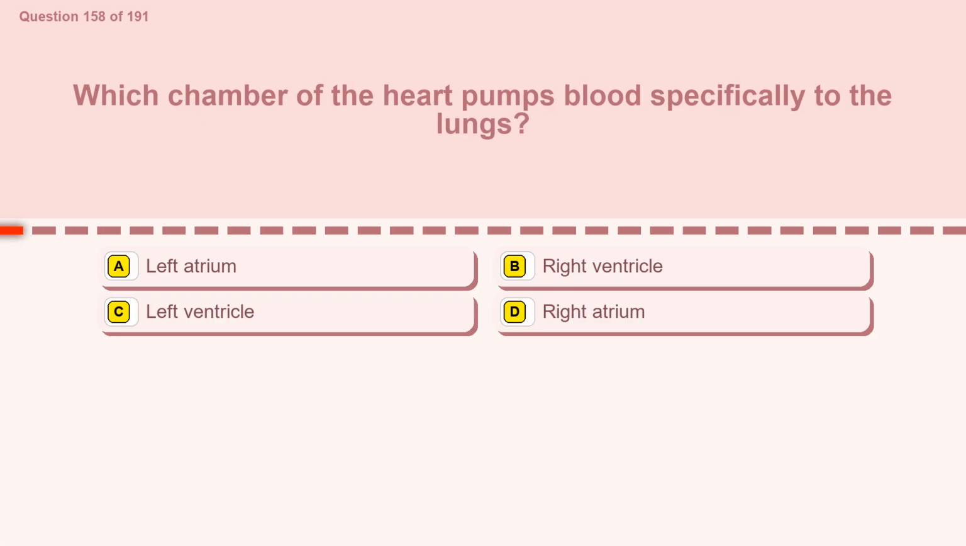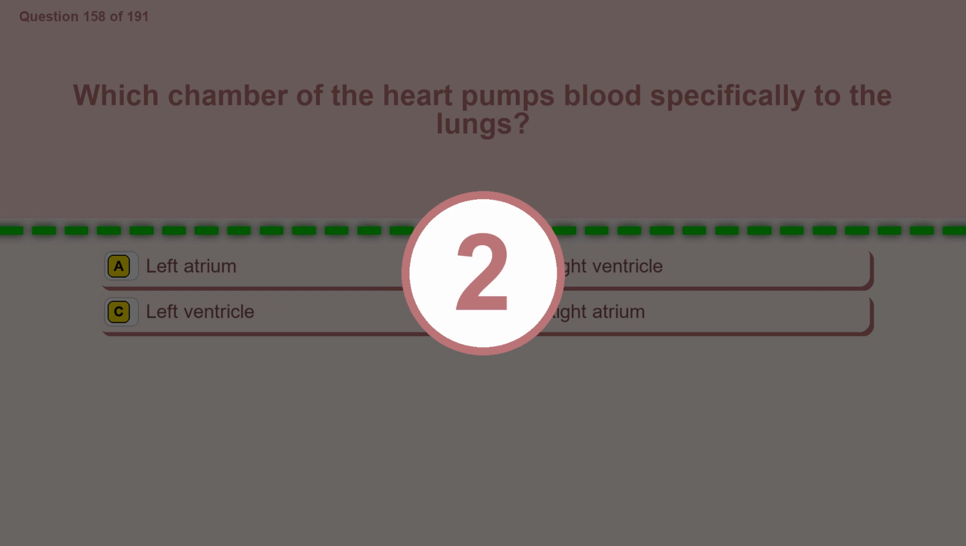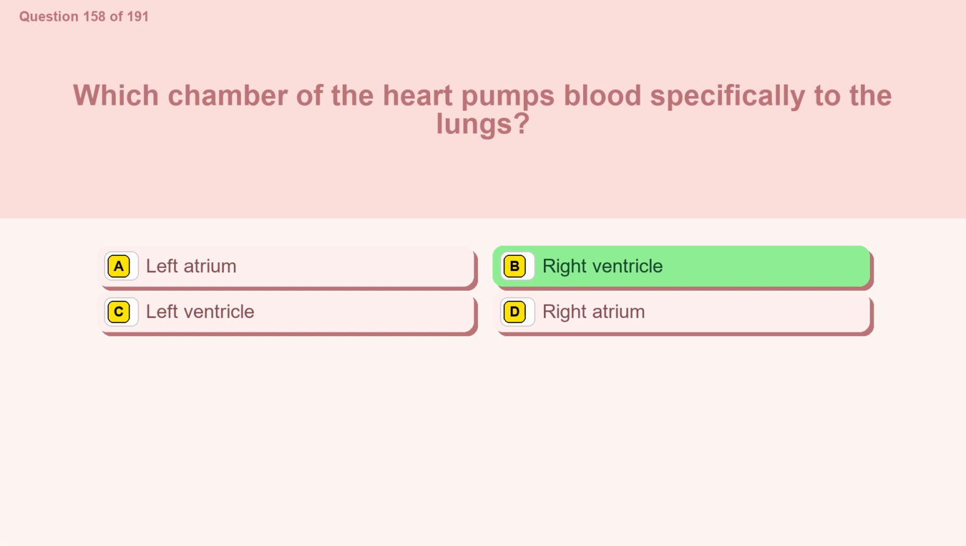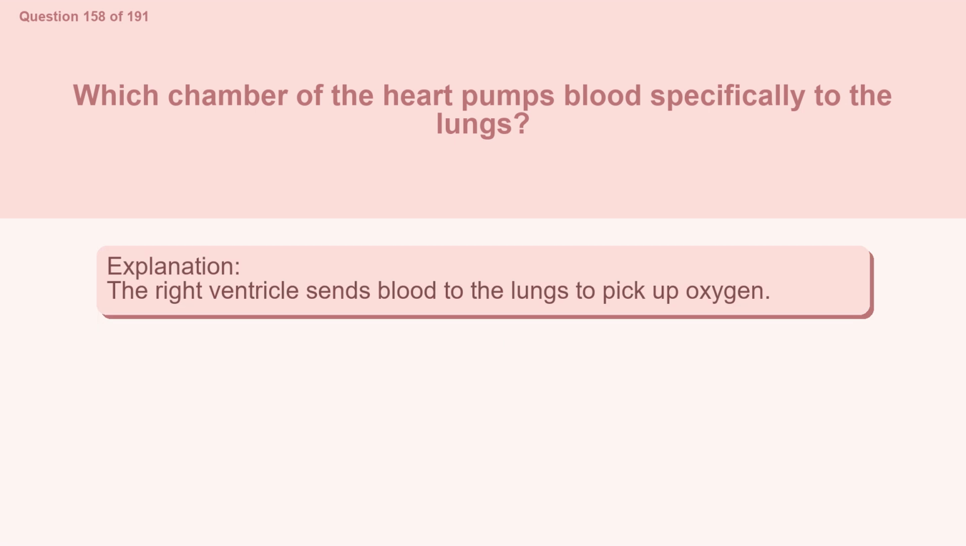Question 158. Which chamber of the heart pumps blood specifically to the lungs? Option A, left atrium. Option B, right ventricle. Option C, left ventricle. Option D, right atrium. The correct answer is option B, right ventricle. The right ventricle sends blood to the lungs to pick up oxygen.